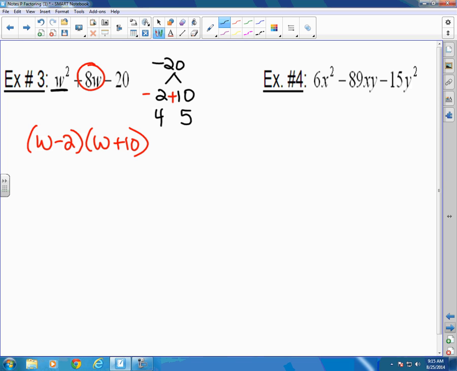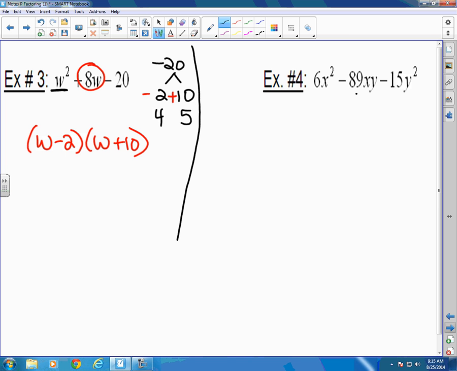The next one is definitely a little more involved. We have 6x squared minus 89xy minus 15y squared. So first thing, is there a greatest common factor? The numbers are pretty large. Maybe there is one. 6 and 15 definitely have a greatest common factor. However, 89 does not. So there's not a greatest common factor.